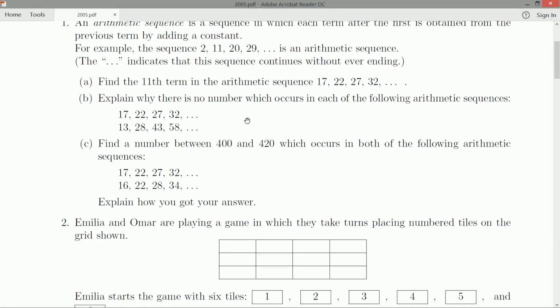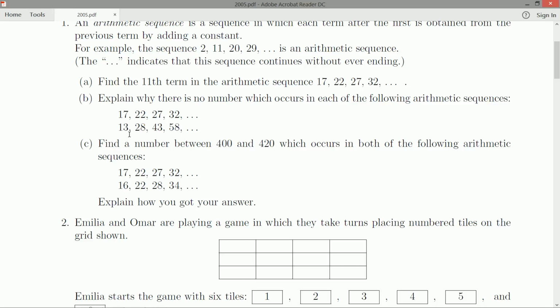Okay. So, B part. Explain why there is no number which occurs in each of the following arithmetic sequences. 17, 22, so the one we started with. Okay. 13, 28, 43, 58. Okay. So the first sequence starts with 17, goes up by 5s. This sequence, what's going on? 13 to 28, that's a difference of 15. So we're not going up by 5s, we're going up by 15s each time.